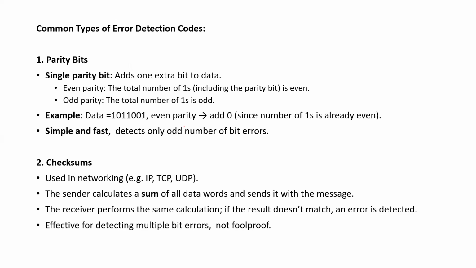Common types of error detection codes. The first one is the parity bit, which we have already seen: a single parity bit, adding one extra bit to the data. Depending on that, we can find out whether it is even parity or odd parity.